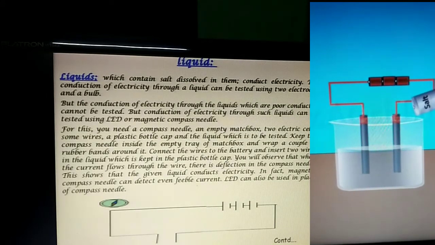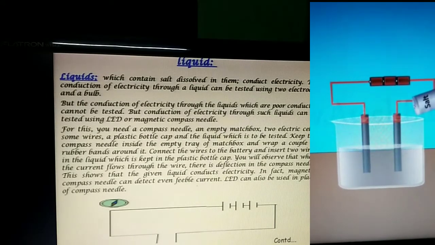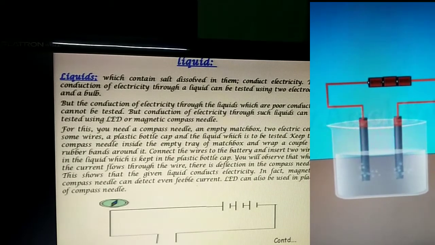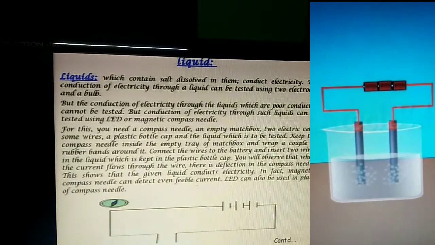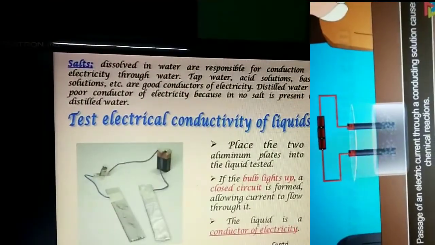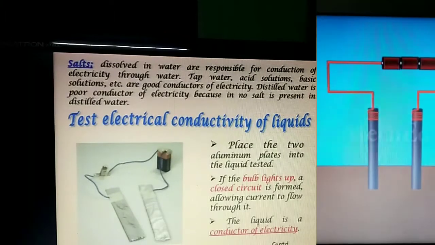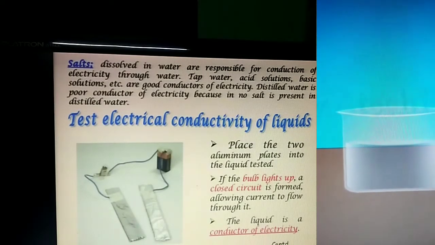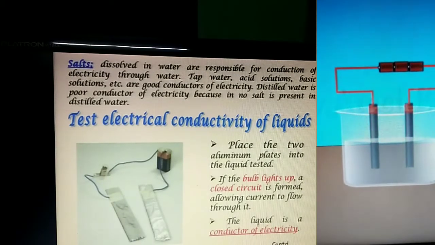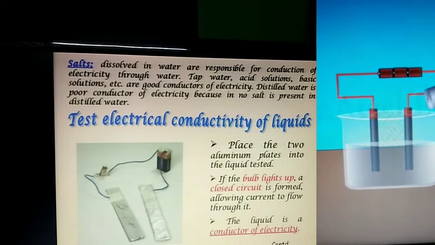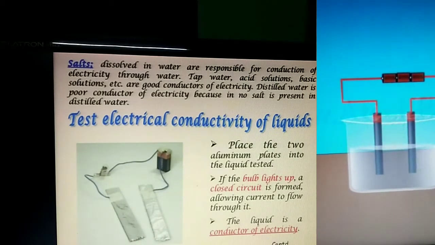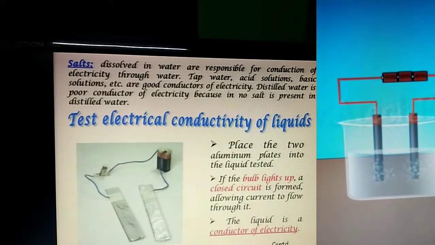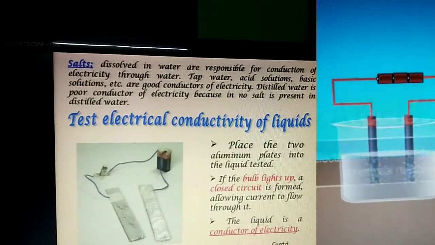Since the LED glows even in weaker current, in the same way a compass needle also shows deflection when the current is very weak. For example, salts dissolved in water are responsible for conduction of electricity through water. Tap water, acidic solutions, basic solutions, etc. are good conductors of electricity. Distilled water is a poor conductor of electricity because no salt is present in distilled water.